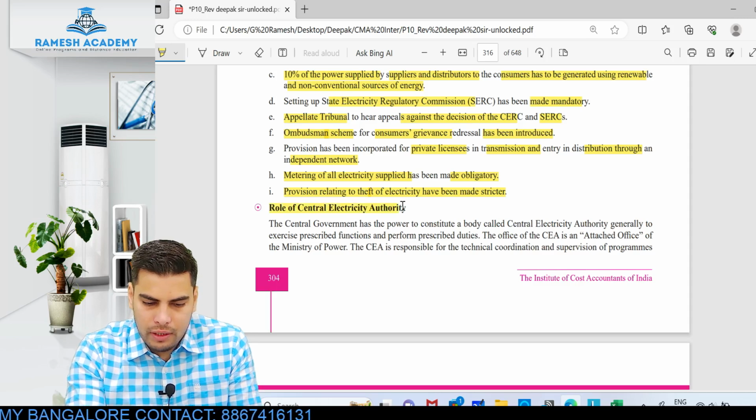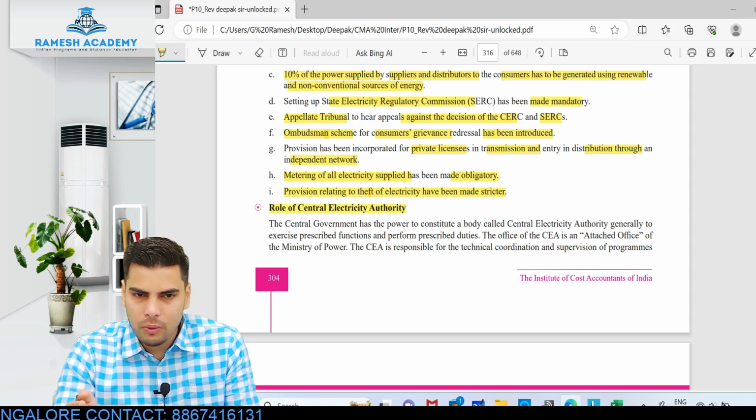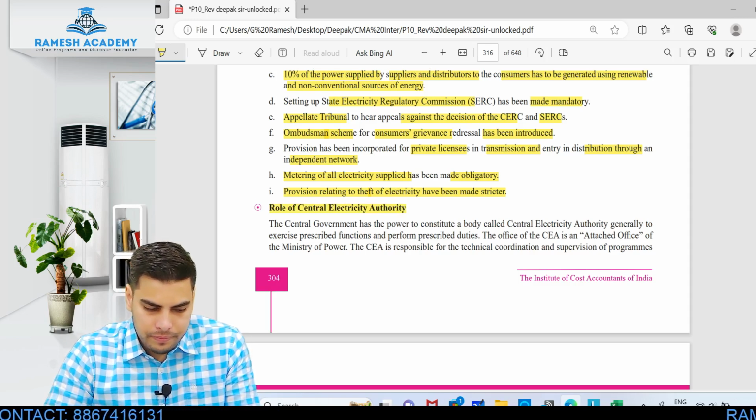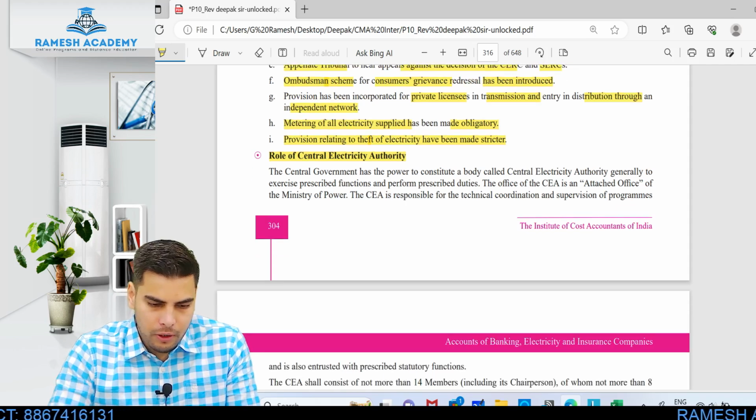The role of Central Electricity Authority. All these things are story, guys. They'll not be asking many questions from these particular areas. Okay, let's look into the next point.